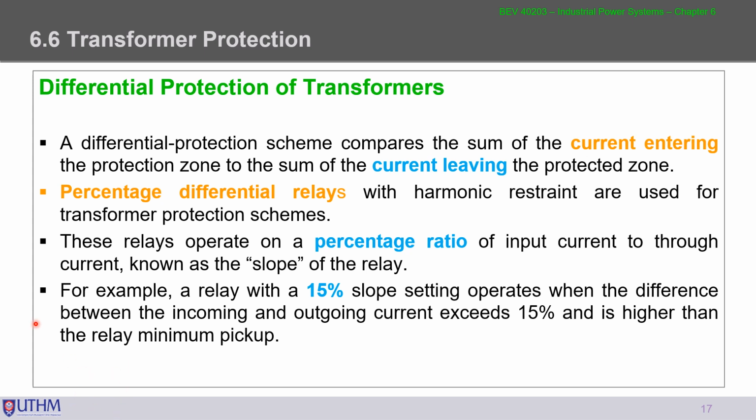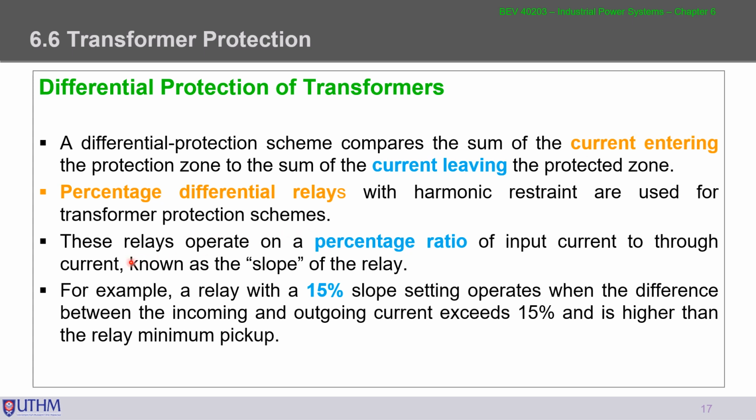Next is the differential protection of the transformer. For differential protection, the scheme is to compare the sum of the current entering the protection zone to the sum of the current leaving the protected zone. So differential protection is the differential value of current between entering and leaving the protected zone. Then the percentage differential relay with harmonic restraint is used for the transformer protection scheme.